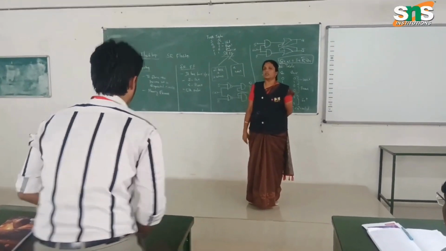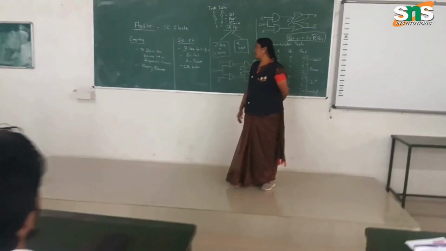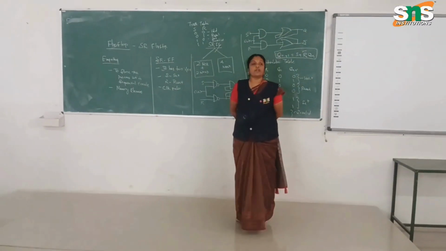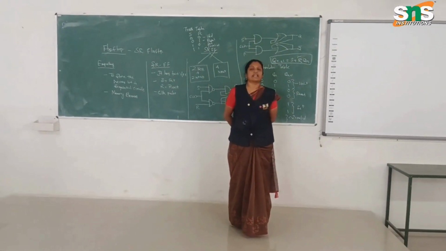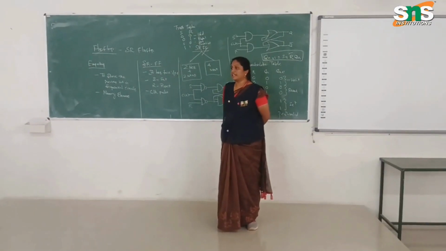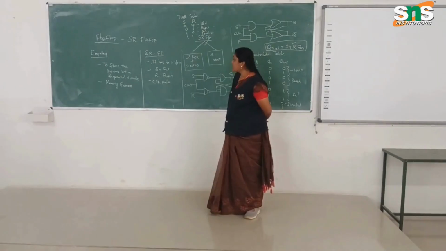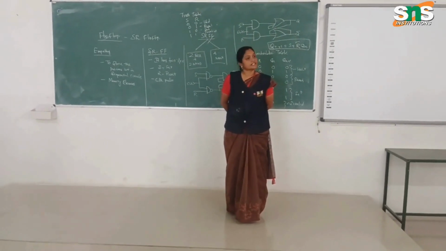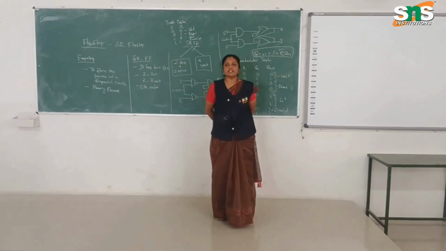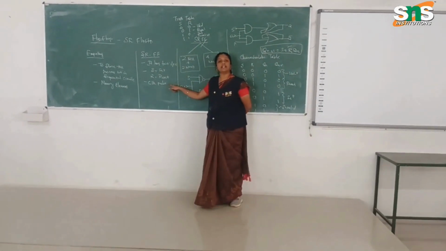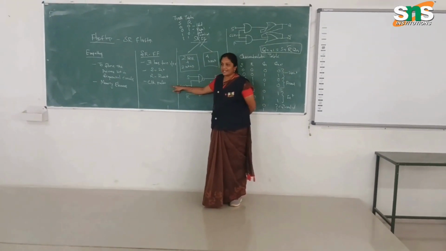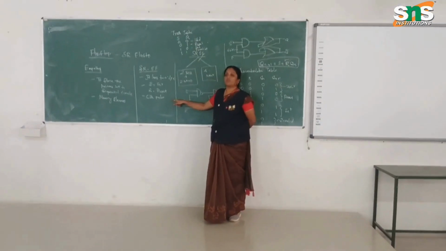Very good. Sit down. So today we are going to see about the SR flip-flop. It has two inputs, S and R. S means set, that is, the value of output is 1. R means reset, that is, 0 value. There are two inputs and a clock input is needed to activate this flip-flop, so it is called a clocked SR flip-flop.